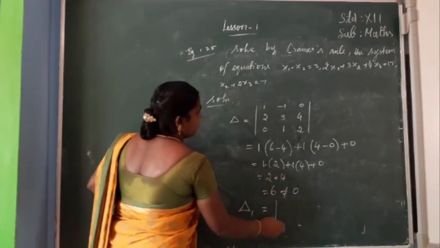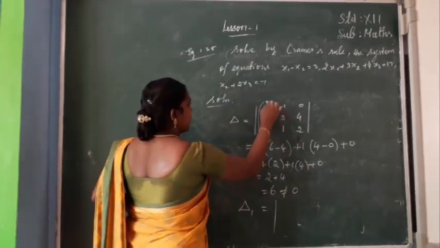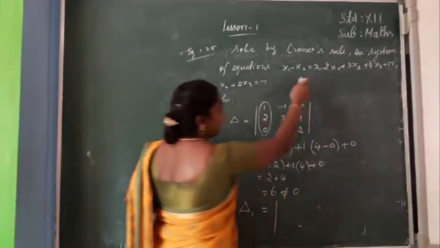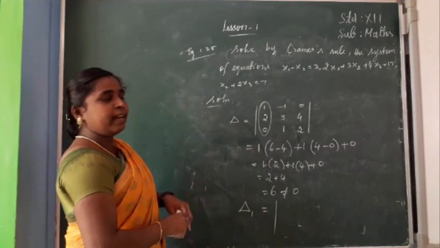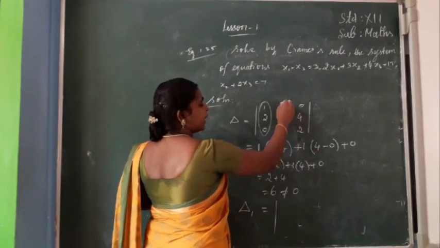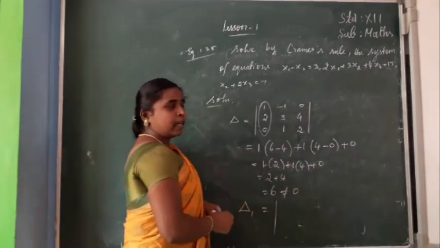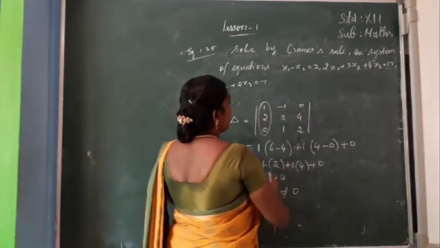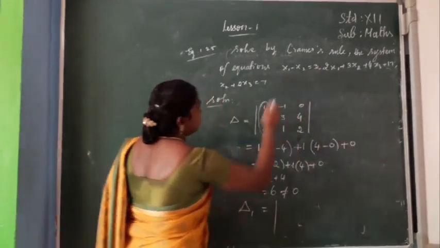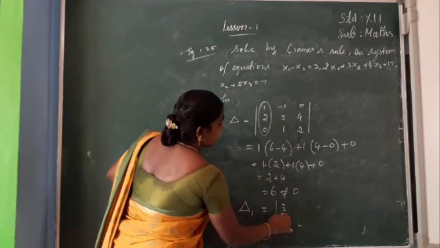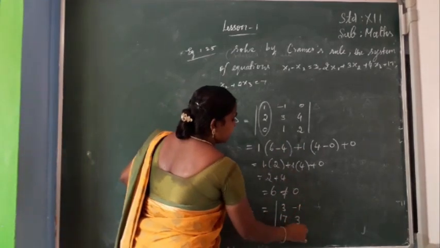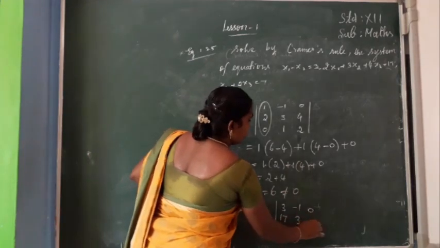Let's see how to find delta 1. Delta 1 means, in the delta, instead of the first column we write the constant terms: 3, 17 and 7. Delta 2 means instead of the second column, delta 3 means the third column. Now I am going to write delta 1. Instead of the first column, I write the constant terms b1, b2, b3: 3, 17 and 7. The remaining columns are minus 1, 3, 1 and 0, 4, 2.